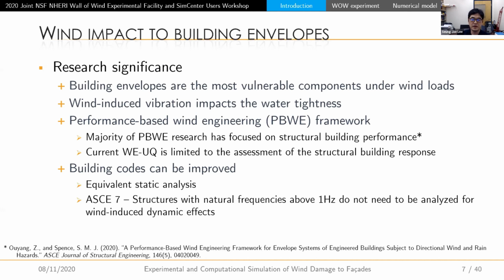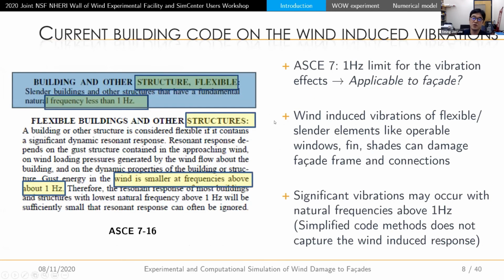Furthermore, the current ASCE 7 may be misleading because it says structures with natural frequency above 1 Hz do not need to be analyzed for wind-induced dynamic effects. But this 1 Hz limitation for vibration effects was originally proposed with the typical building size in mind. So this code is focusing on the dynamics and vibration of the whole building, not the facade system, so it may not be directly applicable to understanding the behavior of the facade.